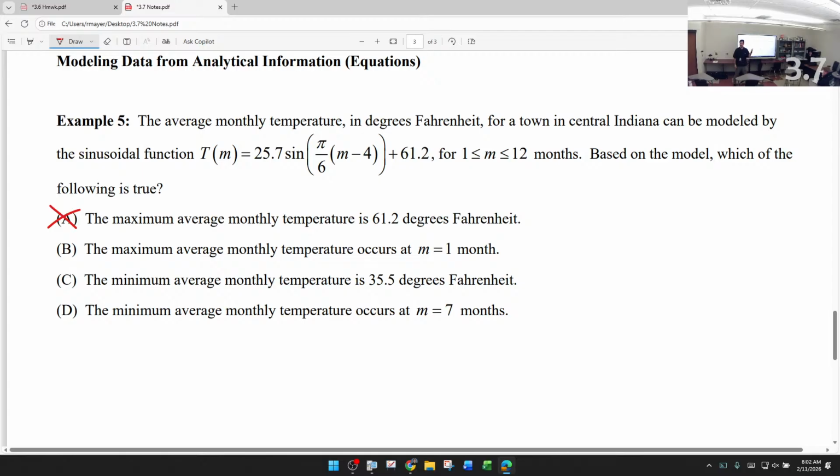You can do this without a calculator. I wanted to make sure you knew how to do it with a calculator also. Which one we got? What's the answer? C. The minimum. 61.2 minus 25.7. The minimum. Good enough. What the maximum is at the first month? No, the maximum was at the 7th month. No, that was the maximum at the 7th month. Okay.